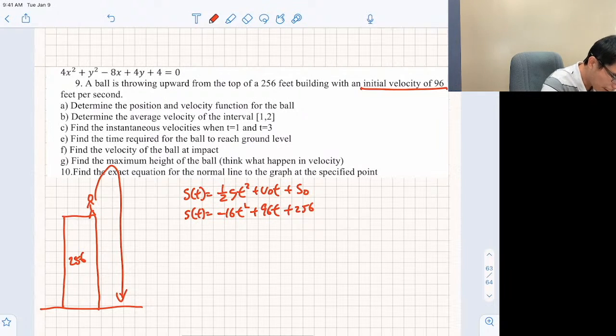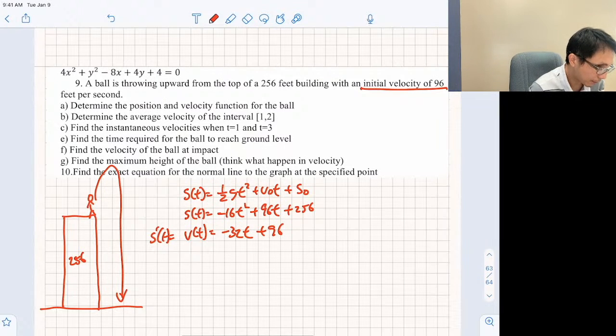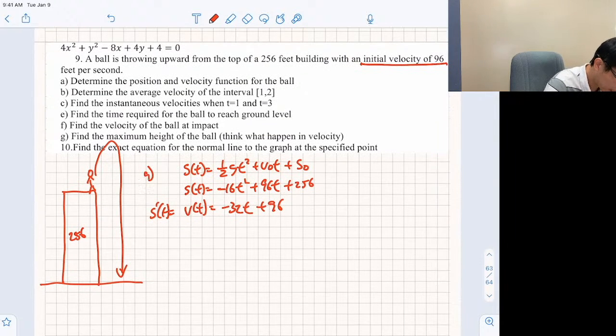How do I find the velocity function? Take a derivative of this function, right? If I take a derivative of this function, it's going to be negative 32t plus 96. Okay, that's the velocity function. That's easy. So that's part A.